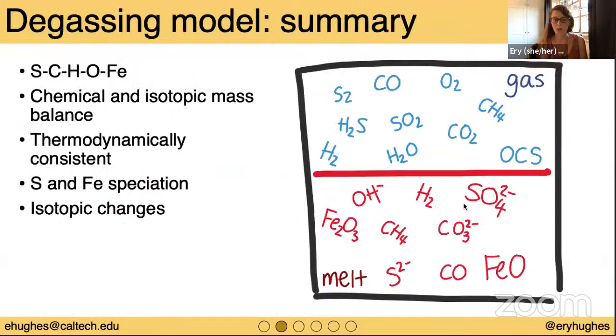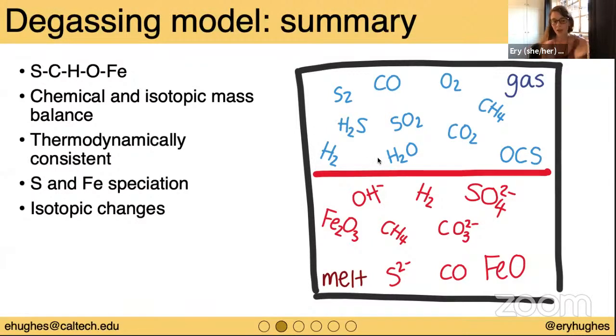So just a quick summary of the model. It does equilibrium isothermal decompression, so I'm not going to consider any changes in the melt composition apart from its volatile content during degassing. On top of those reactions I showed you between the melt and the gas, we also have reactions going on in the gas phase, so homogeneous equilibria, in order to produce species like carbonyl sulfide, which don't dissolve in the melt.